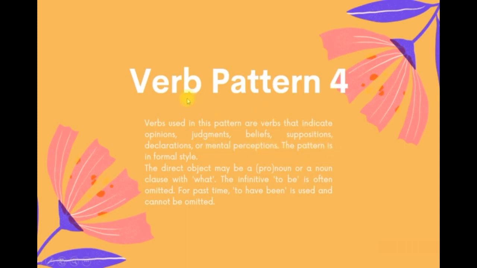So the pattern in verb pattern 4 is formal style. As we know, English has formal and informal style in delivering sentences. Verb pattern 4 will use formal style. The direct object may be a pronoun or noun or a noun clause with what. The infinitive to be is often omitted. For past time, to have been is used and cannot be omitted.